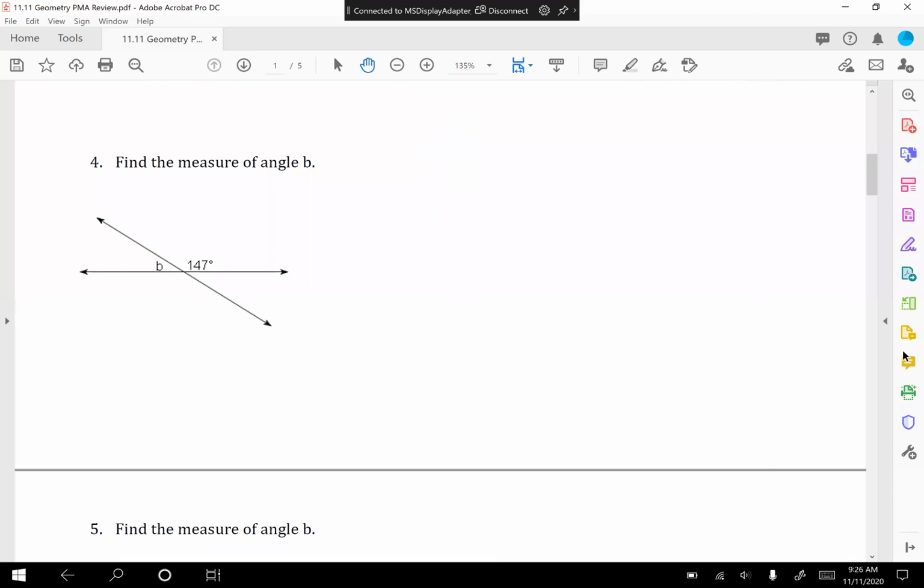Okay, number 4 there. What's going on with these two angles? What would they have to be together? Just those two. 180, right? Just a line, so 180. So basically do 180 minus 147 because they're making that line. So just subtract. 10 minus 7 is 3. 10 minus 4 is 3. So it'd be 33.